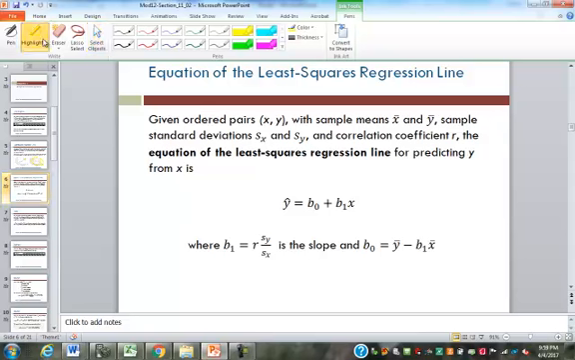Our equation is going to take on the form of y hat, which is the predicted value of y from the equation, is equal to b0 plus b1 times x. Now b1 is easier to calculate. b1 is found by taking our correlation coefficient, r, times the standard deviation of the y values divided by the standard deviation of the x values.